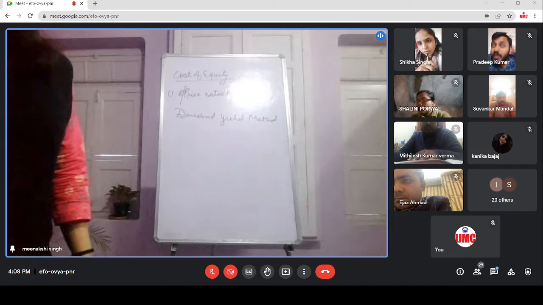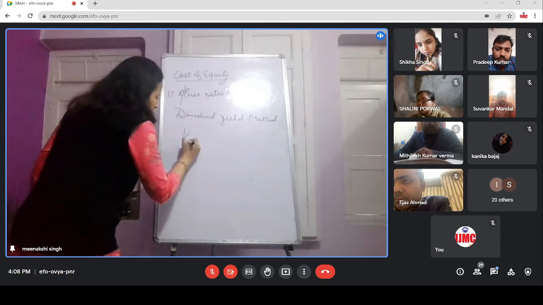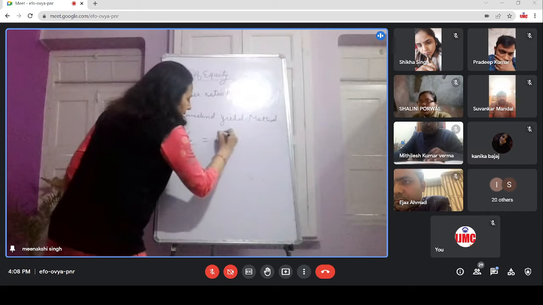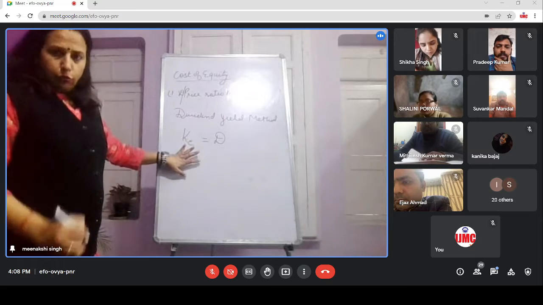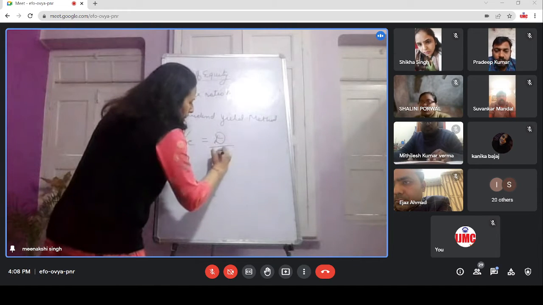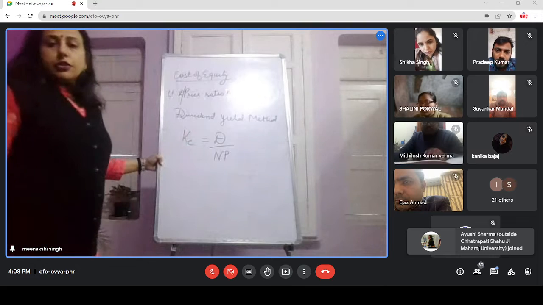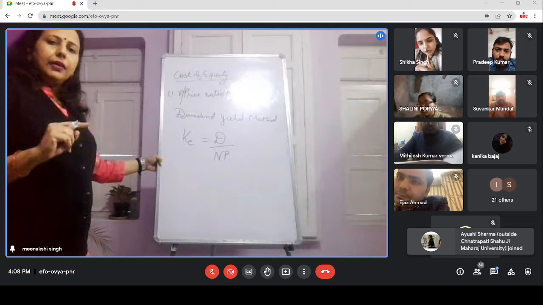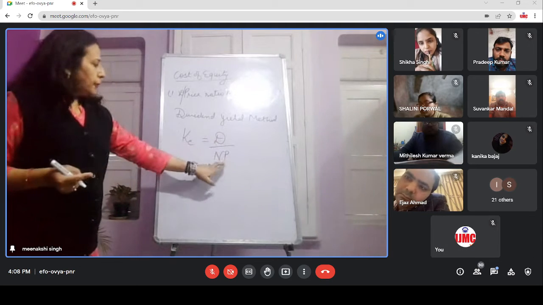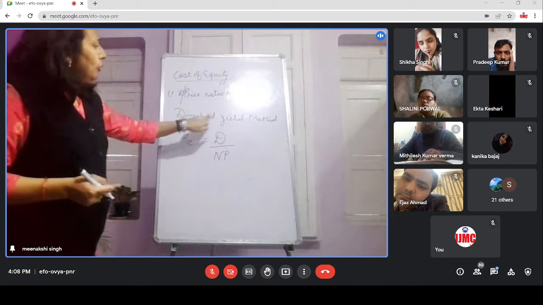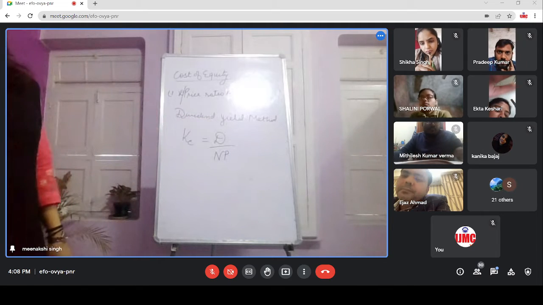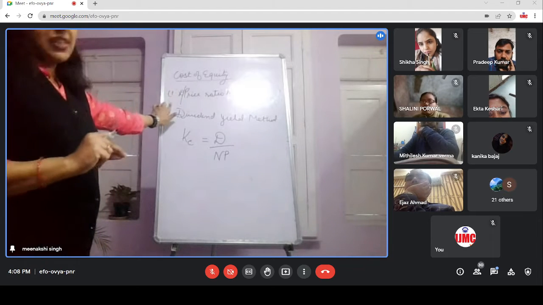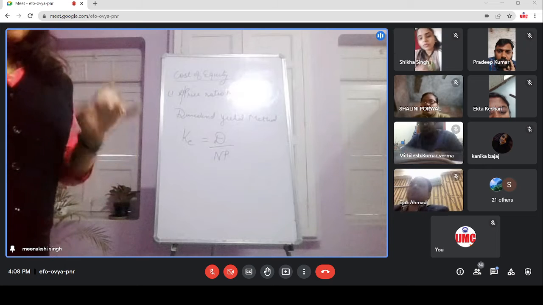According to this method, the cost of equity will be determined on the basis of whatever dividend the company is paying to the equity shareholders, which is to be compared with the price, that is, the net proceeds. Same formulation: discount minus, premium add, cost minus, right? So dividend upon net proceeds is the first formulation when we use the dividend yield method to compute the cost of equity. There is a basic assumption for this that is to be kept in mind.